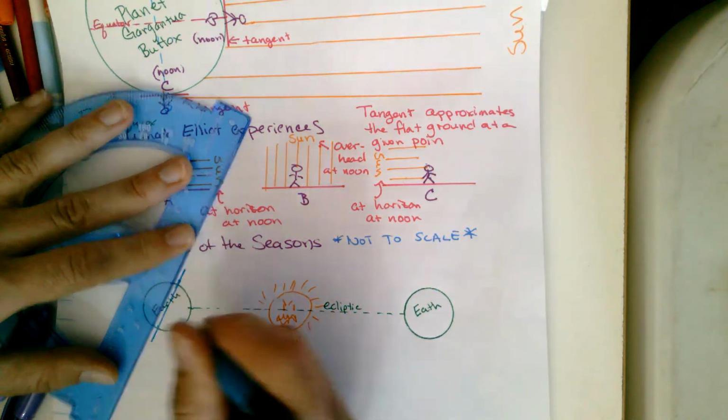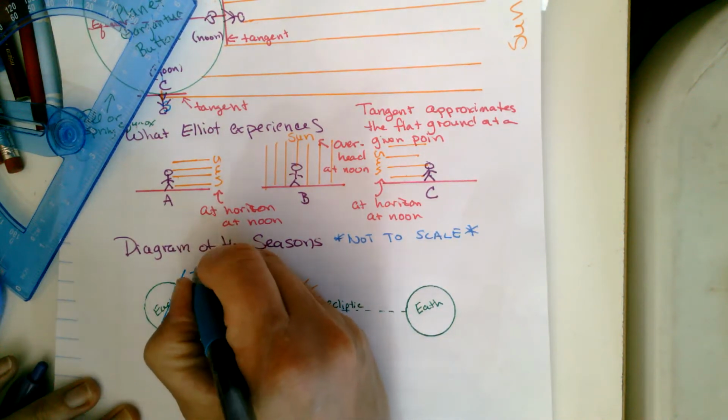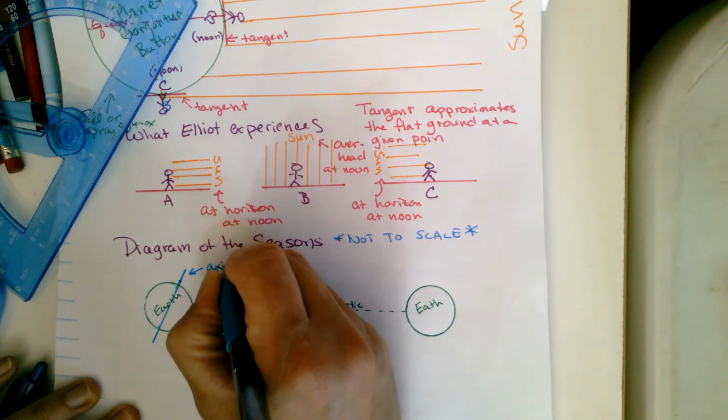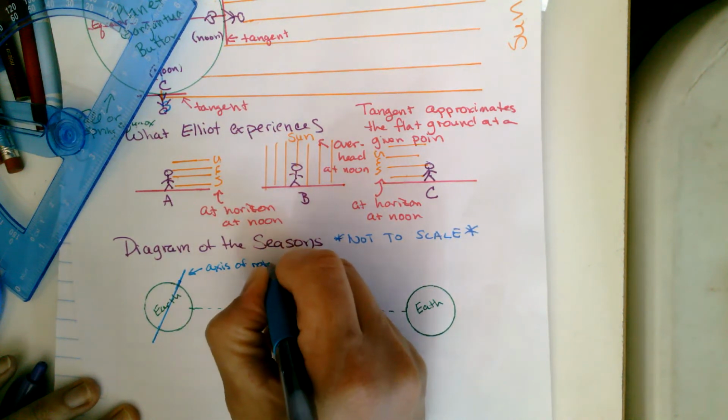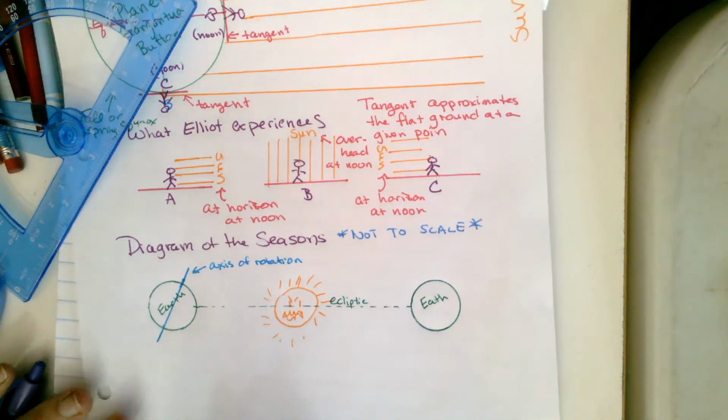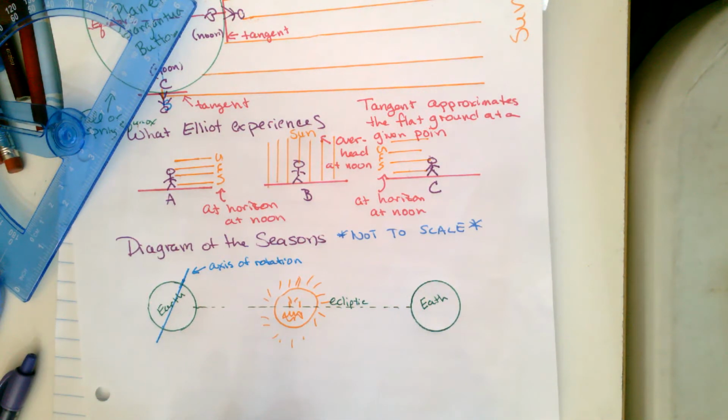I'm going to make it real big. That helps in several ways. For number one, I can label it here, axis of rotation, nice and clearly. I can also put my north and my south on it very clearly.